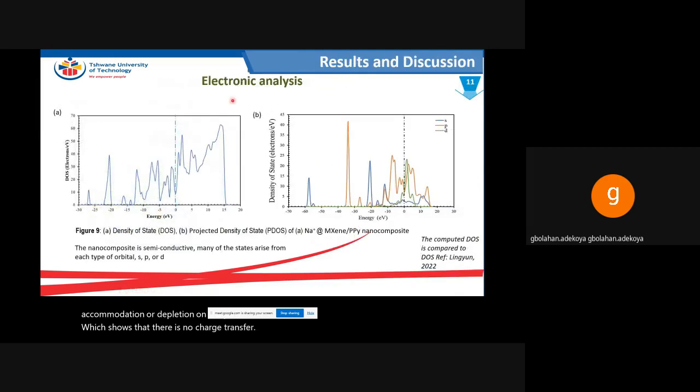Then investigating the electronic properties, we did the density of states, then the projected density of states. Now at the Fermi level, we discovered that the energy is quite low, which translates that the system as a whole can transfer electrons, which is suitable for electrochemical reaction. And we can see from the projected density of states the orbitals that are contributing, that is the S, P, and D states.